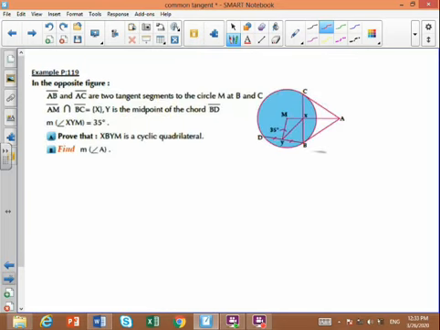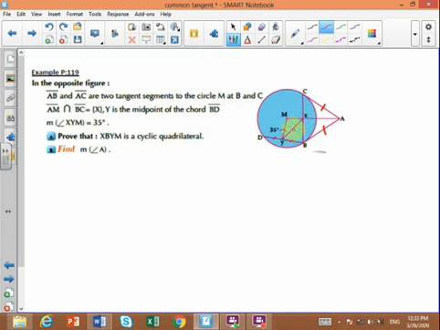Okay, this is another example. Let's see it. AB and AC are two tangent segments. When I see tangent segments, it means that they are equal in length. To circle M, B and C are points of tangency. MA intersects BC at point X.